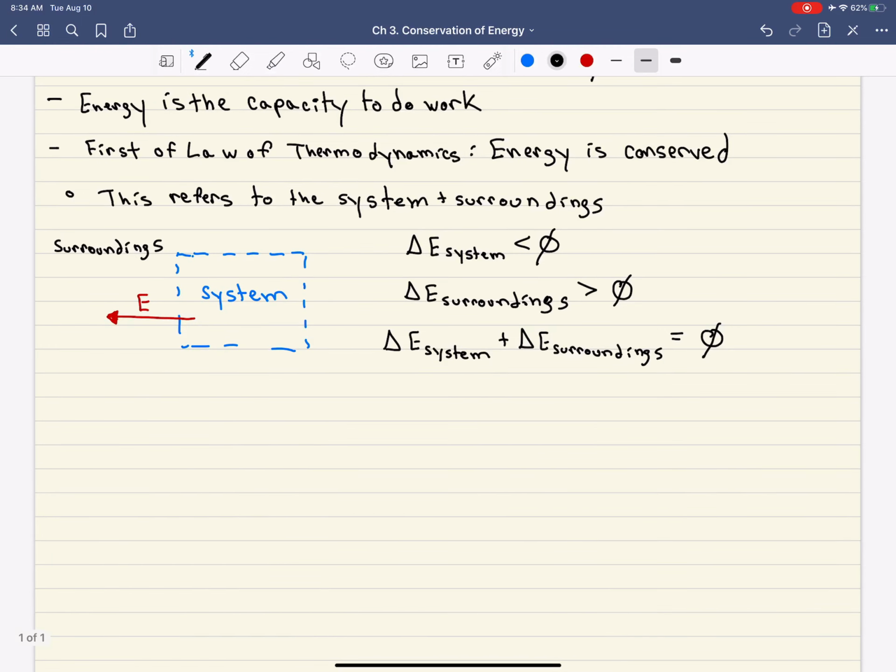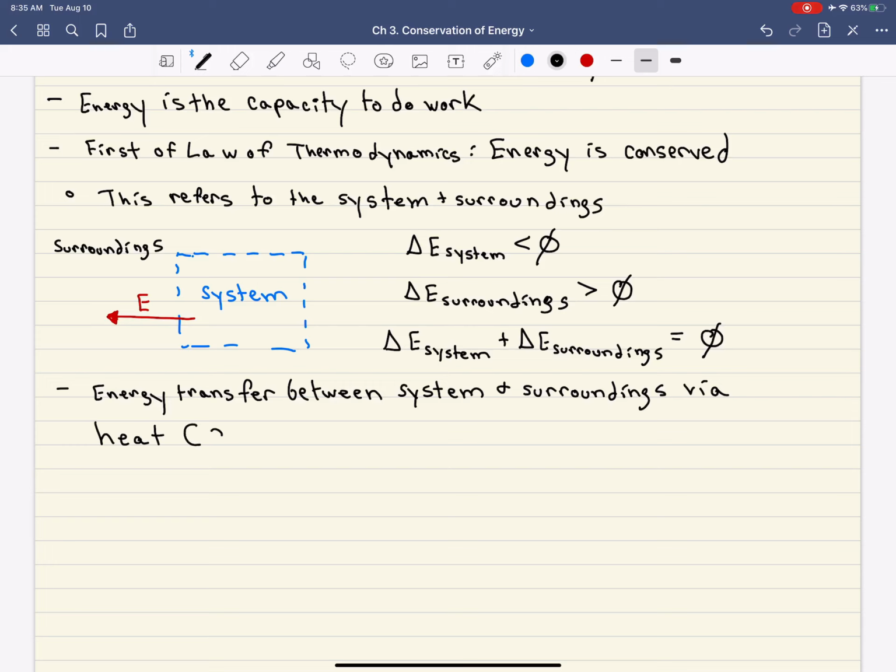Now, the transfer of energy between the system and surroundings, and vice versa, occurs through two broad mechanisms. Energy transfer between the system and surroundings occurs via heat, which we'll abbreviate as Q, and/or work, which we'll abbreviate as W.